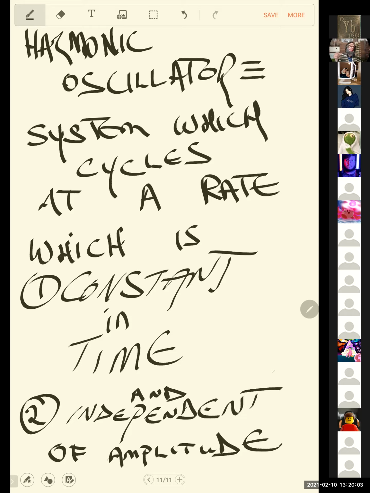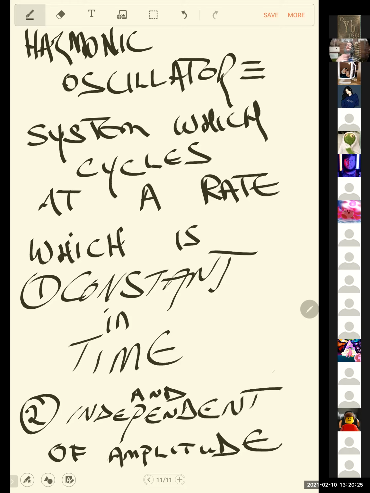It's not just cycling. But in fact, if we're going to say it's harmonic, we're saying that it cycles at a rate which is constant in time. That's called frequency. And the reciprocal of it is period. If it takes 2 seconds to do a round trip, then it's always going to take 2 seconds to do a round trip.